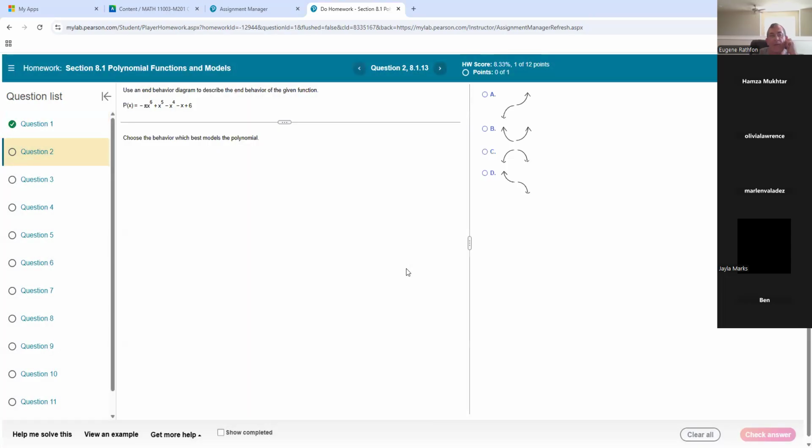All right, so let's try that on this second one. P of x equals negative pi x to the 6th plus x to the 5th minus x to the 4th minus x plus 6. So our highest degree on this one, our highest exponent, is a 6. So that means that negative pi x to the 6th is my leading term. So y'all, when you've got a negative lead coefficient and an even degree, A, B, C, or D?